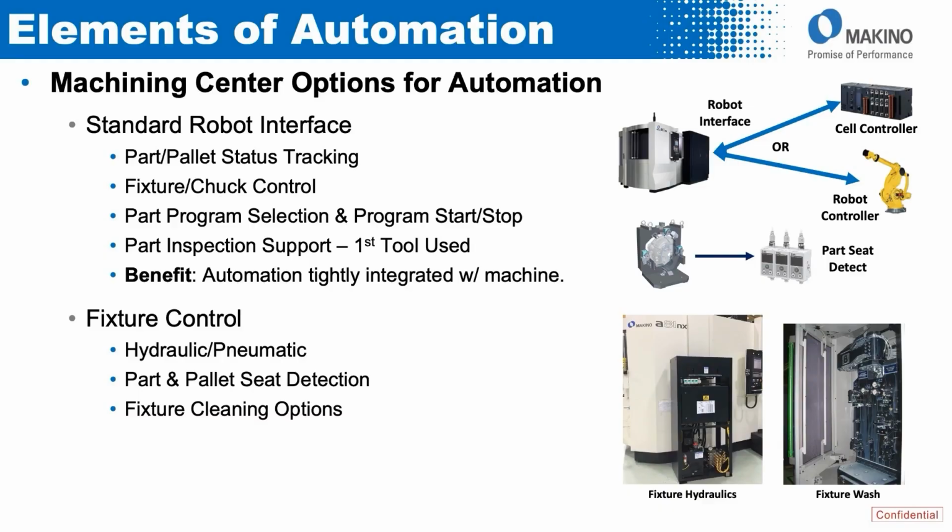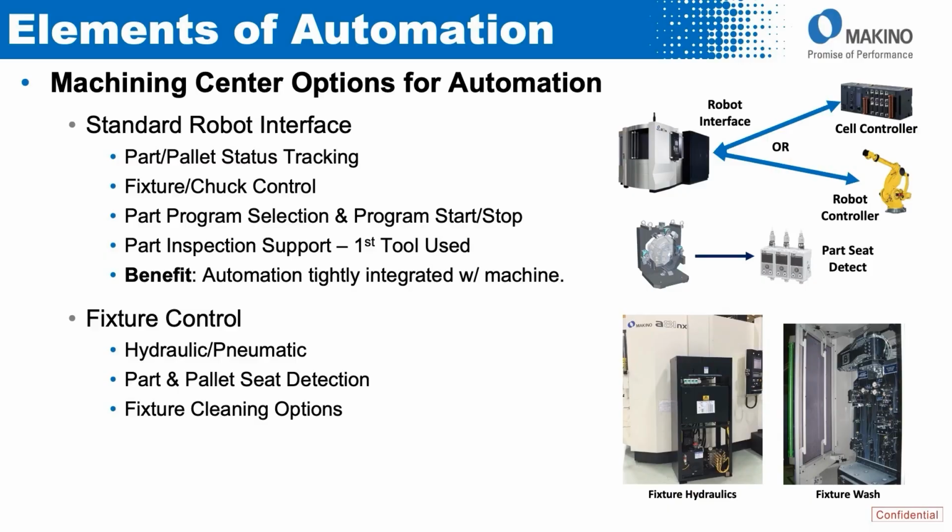Now that you don't have the operator, you're not manually loading those parts, you're not manually clamping those parts down. So you need to have some type of control within the machining center in order to control the clamping and unclamping of the fixture or the pallet chucks. So we've got both hydraulic and pneumatic control available. We've got our fixture unit, which connects to the fixture and provides that fixture control, as I mentioned, via hydraulics or air.